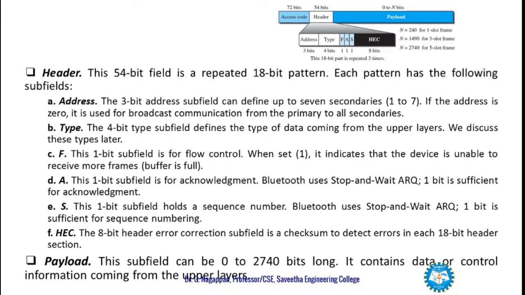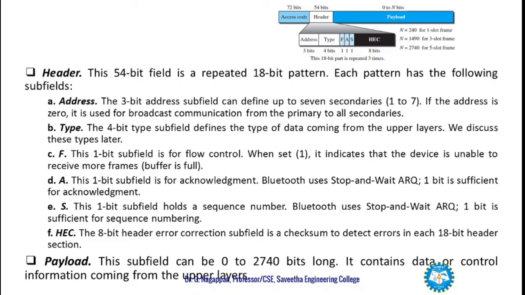Address: the 3-bit address subfield can define up to 7 secondaries, 1 to 7. If the address is 0, it is used for broadcast communication from primary to all secondaries. Type: the 4-bit type subfield defines the type of data coming from the upper layers. We discuss these types later, what kind of data it comes. F: a single bit subfield for flow control. If set to 1, it indicates the device is unable to receive more frames, the buffer is full.